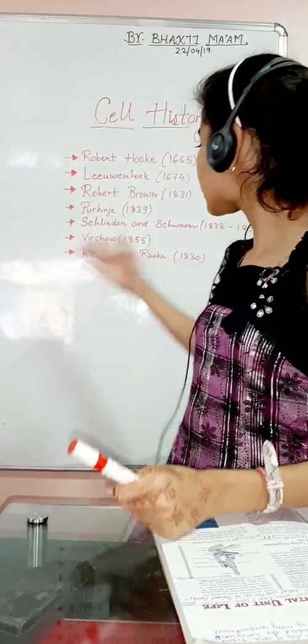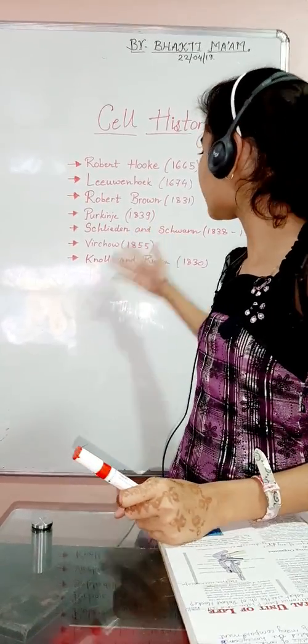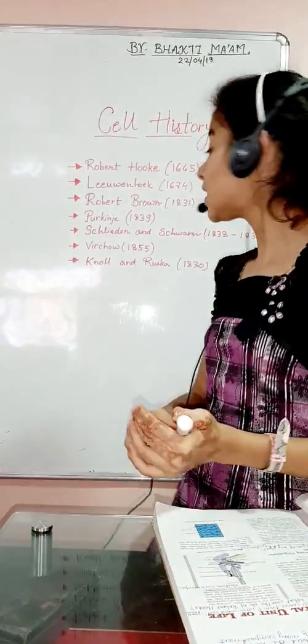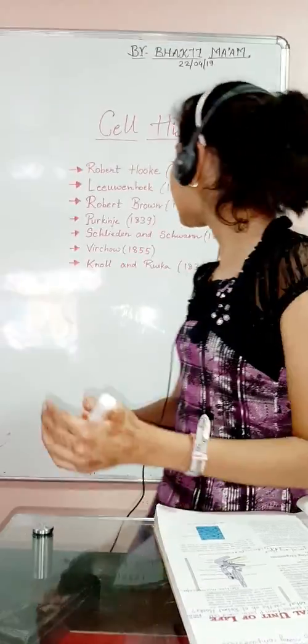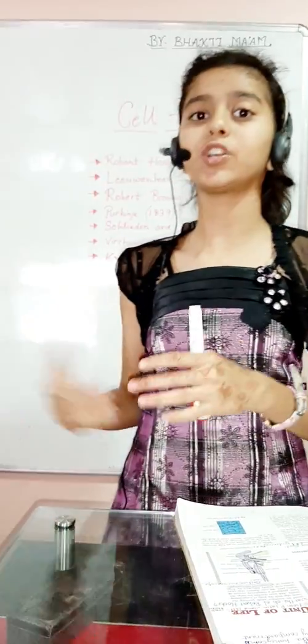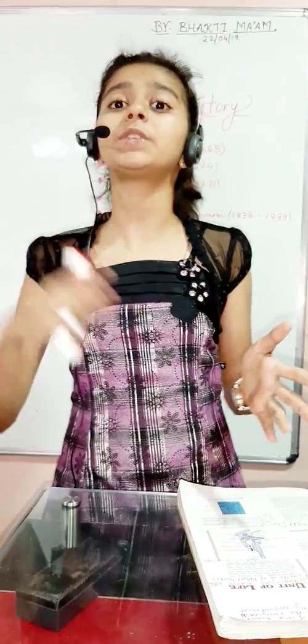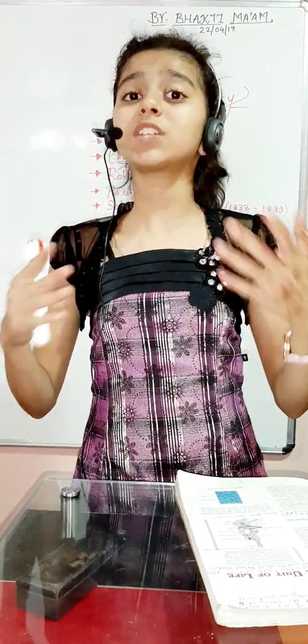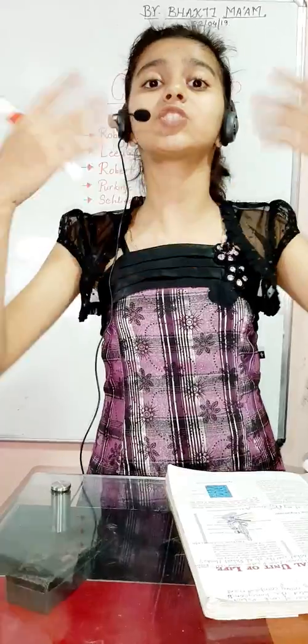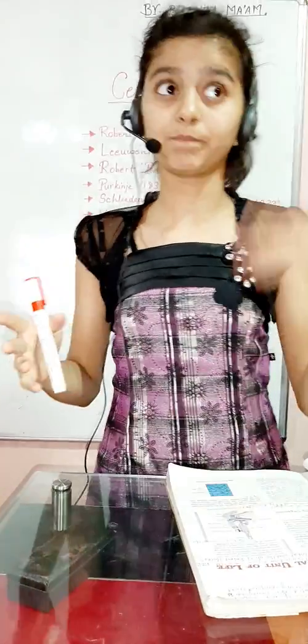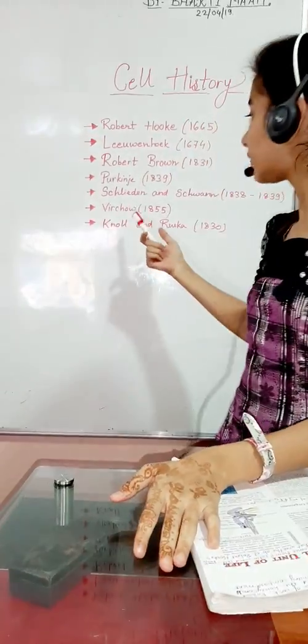After the cell theory was given by Schleiden and Schwann, another great-minded scientist, Virchow, came in 1855. He added one more point to the cell theory of Schleiden and Schwann. He said that all cells arise from pre-existing cells. That means each and every cell is formed from the cell division of its primary existing cell. So this point was given by Virchow.